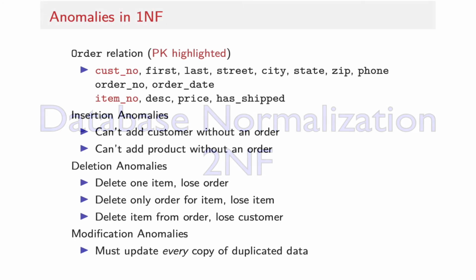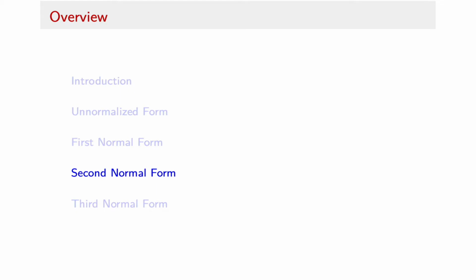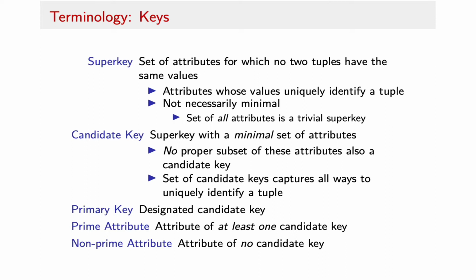So we've seen that there's some issues with first normal form. We get these anomalies that we need to be able to deal with. And the way we're going to approach that is going to second normal form. So let's talk about that for a while.